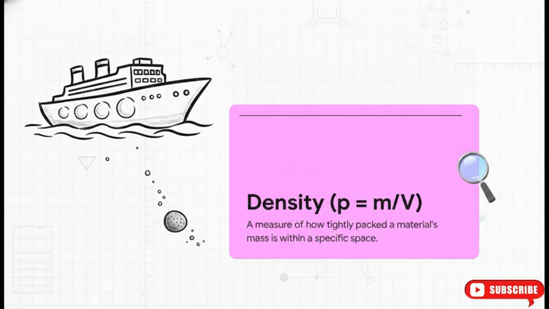Density is defined as mass per unit volume. The formula is rho equals mass divided by volume. It's essentially a measure of how tightly packed a material's matter is within a specific amount of 3D space.